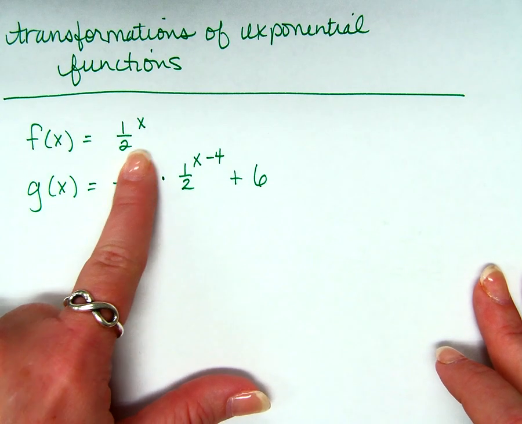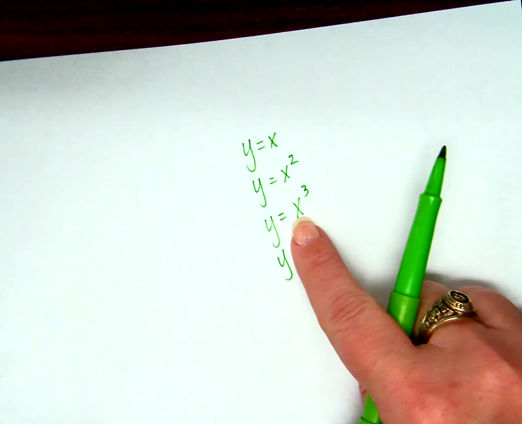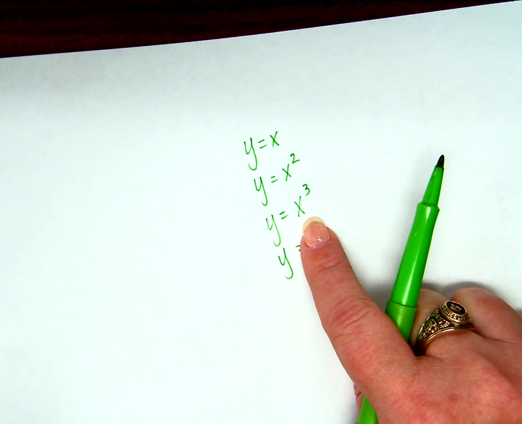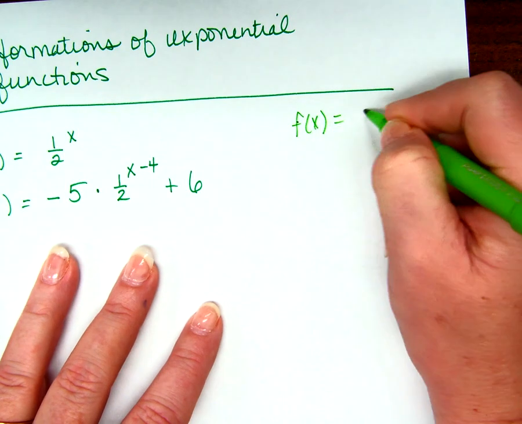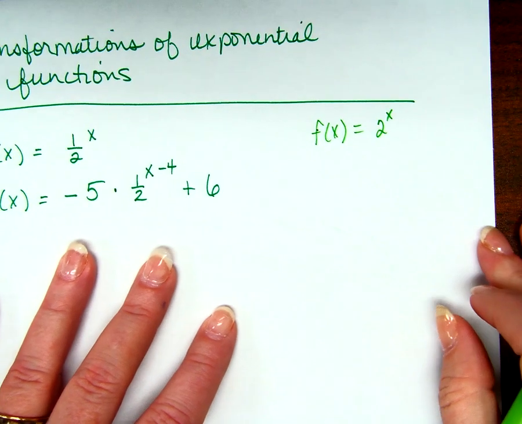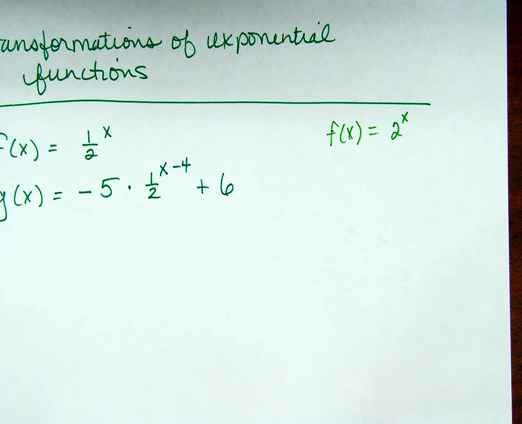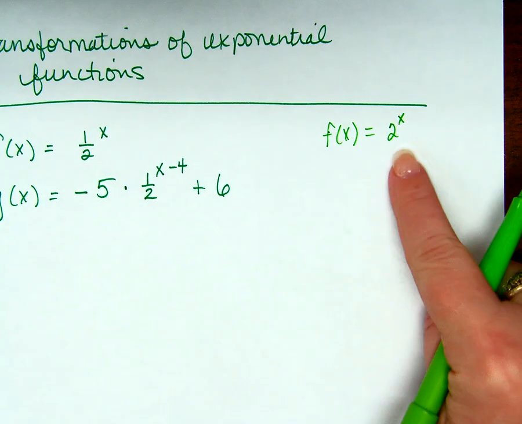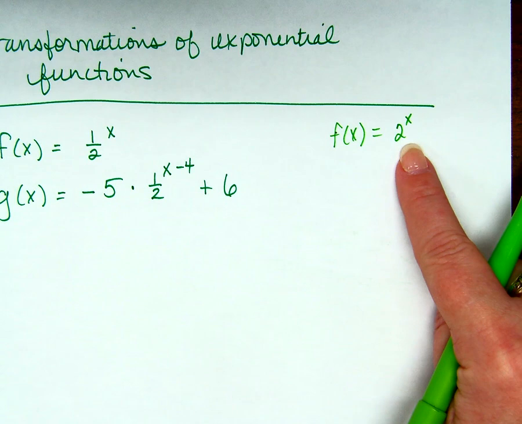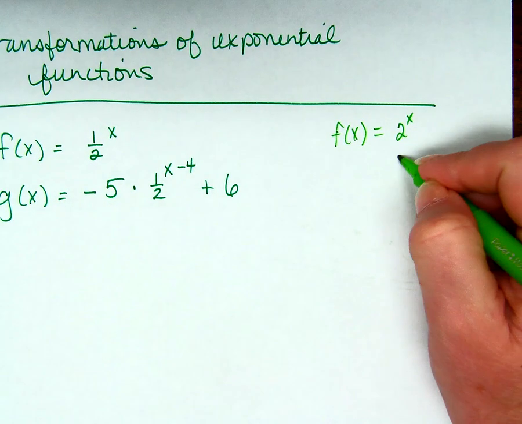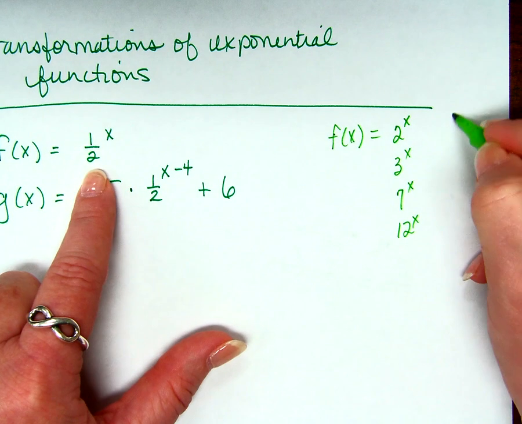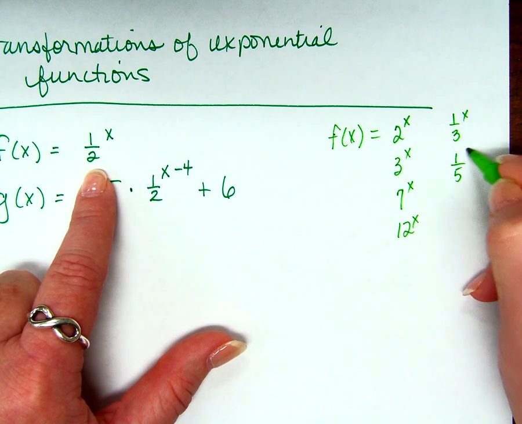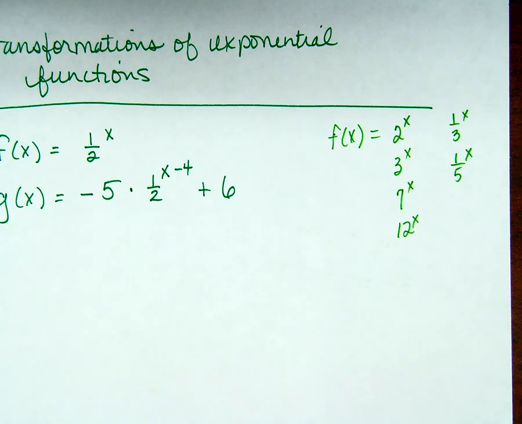This is a parent function, right? This is the parent function for cubic. There's only one, right? But f of x equals 2 to the x. Isn't that also a parent function? Nothing's being added, subtracted, or multiplied, or divided from this function, right? So that is a parent function for exponential. It could be 3 to the x. It could be 7 to the x. It could be 12 to the x. It could be 1/3 to the x. It could be 1/5 to the x. Those are all parent functions for their family.